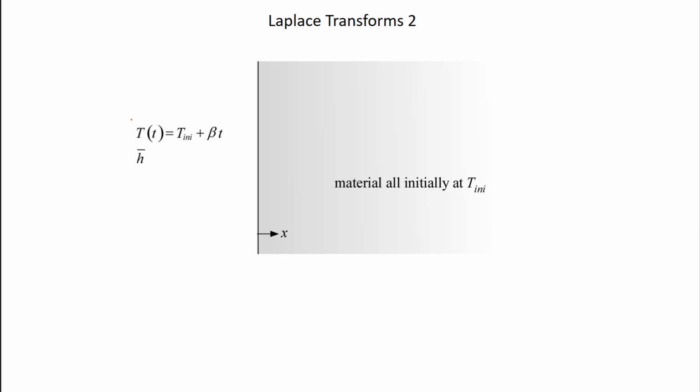The surface of the object is exposed to fluid via convection, and the fluid temperature initially at time equals 0 is the same as the material temperature, but then you can see that the fluid temperature begins to rise linearly with time, right? So you have this ramped fluid temperature. And we'd like to know what the temperature distribution is inside of here, what the heat transfer is from the fluid to the wall, and maybe also what the surface temperature is.